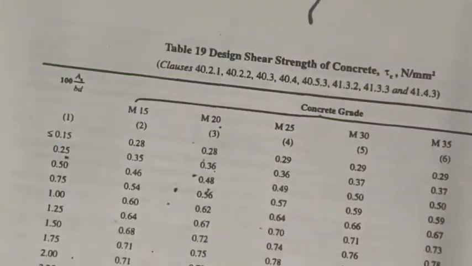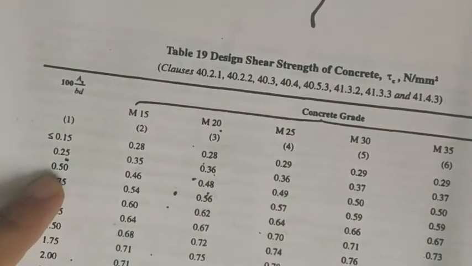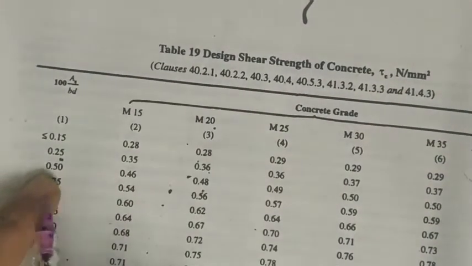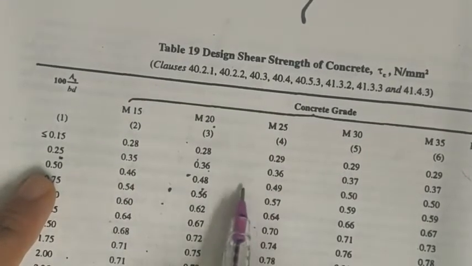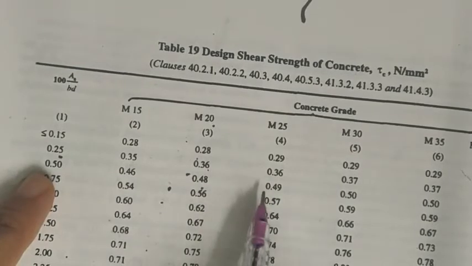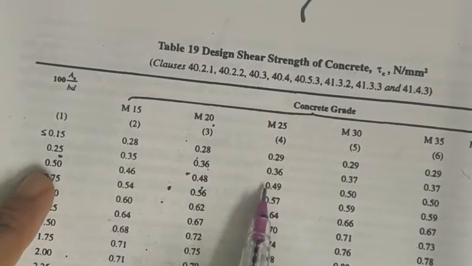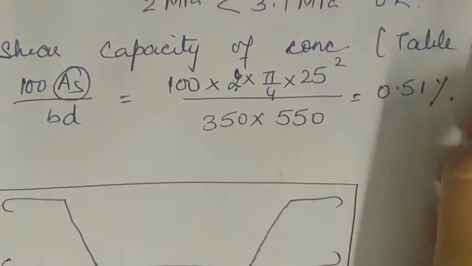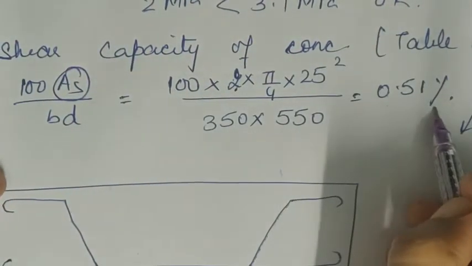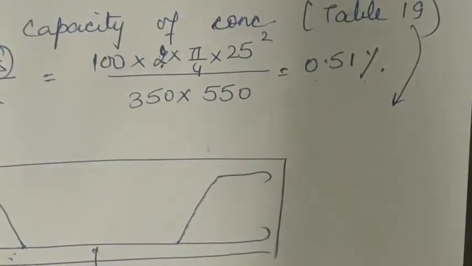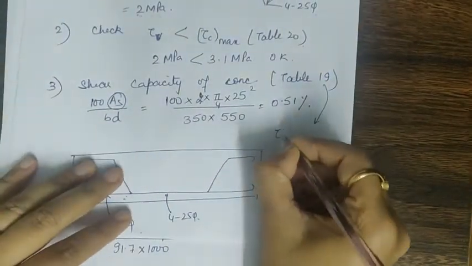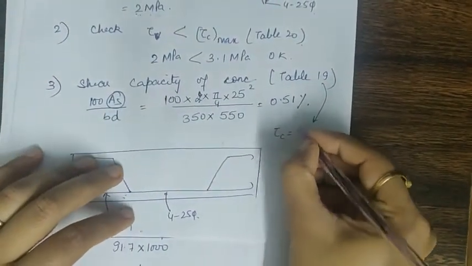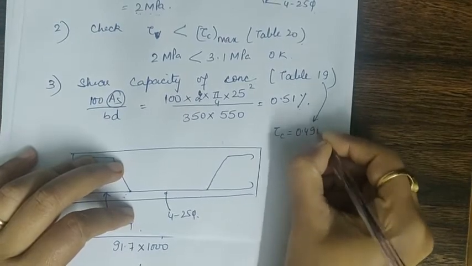For 100 AS upon BD, 0.51. So let me just take 0.5 only because it is very near to 0.5. Tau C is 0.49 megapascal. Okay. So from table 19, corresponding to 100 AS upon BD and corresponding to the grade of concrete, the value of tau C is coming out to be 0.49 megapascal.